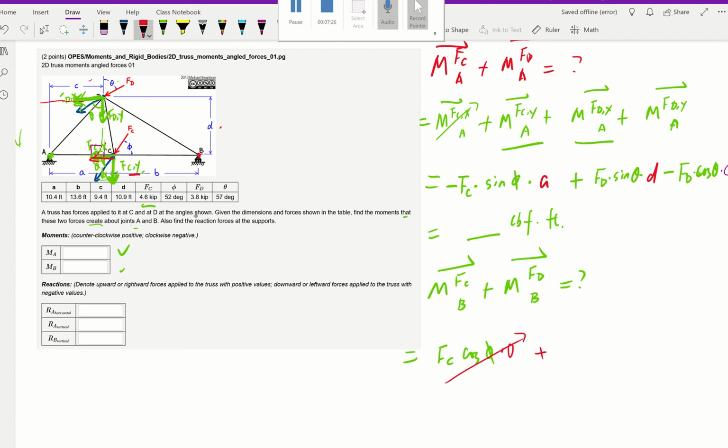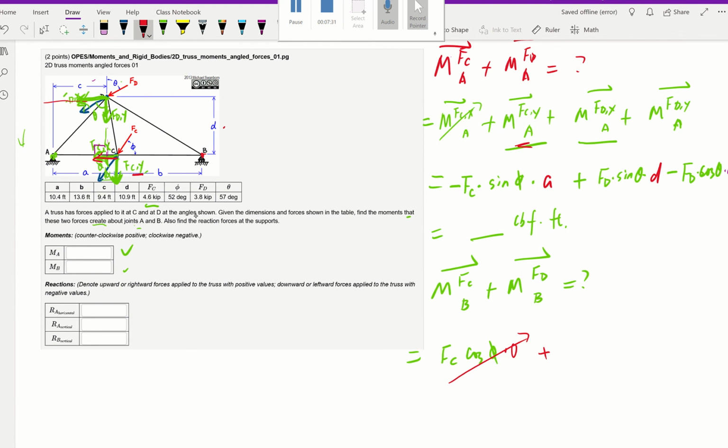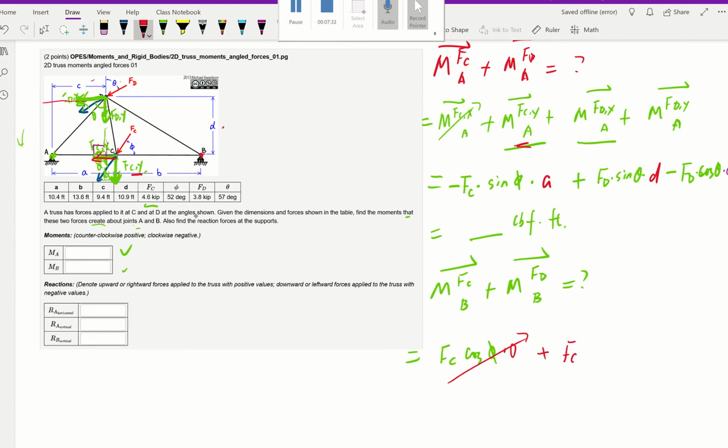Now let's think about the FY direction, the FCY direction. That will be FC times sine psi. Then it's this force rotating about B now. What would be the moment arm? It would be this distance, times B. And the rotation, this force rotating about B, is counterclockwise, so that would be positive.